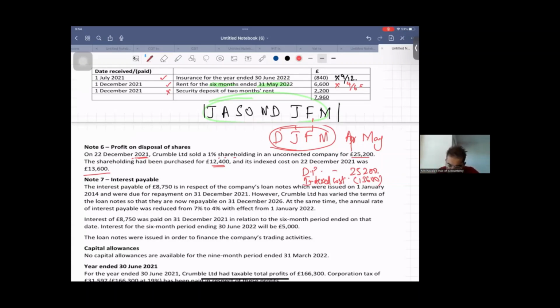Now the next question, the next part. Listen, for companies, listen to me. Interest expense and interest income, everything is on accrual basis. For companies, interest income and interest expense both are on accrual basis. Don't forget.